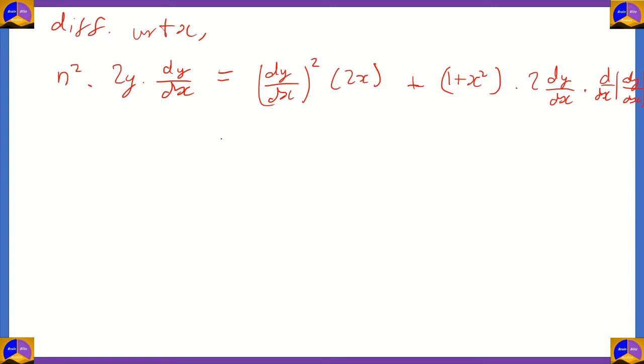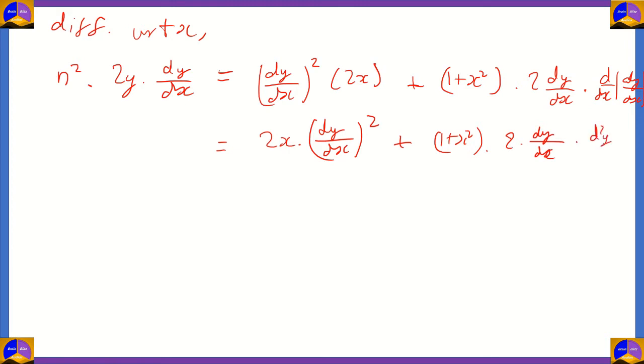So the right hand side will now become 2x into dy by dx the whole squared plus 1 plus x squared times 2 into dy by dx times d square y by dx squared. So now you get a second differential. Differential of the first differential is the second differential. So now what do we do?